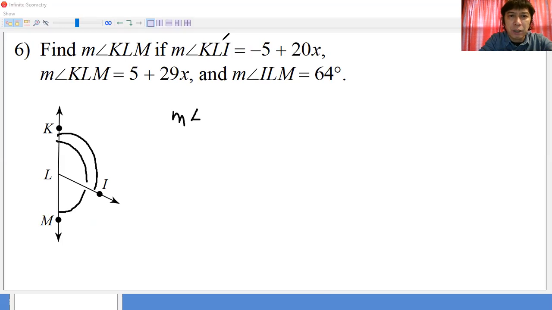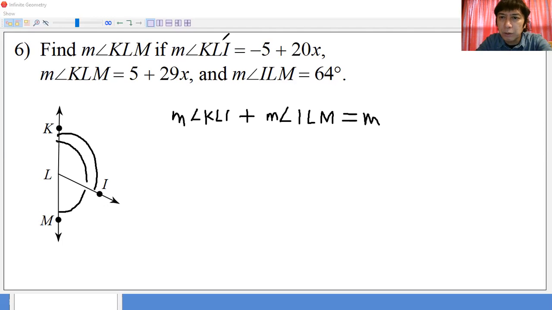The measure of the angle KLI plus the measure of the angle ILM, the other part. You can check the diagram, that's ILM. So it's KLI plus ILM, and that should be equal to the total KLM. Here's our working equation using the angle addition postulate.